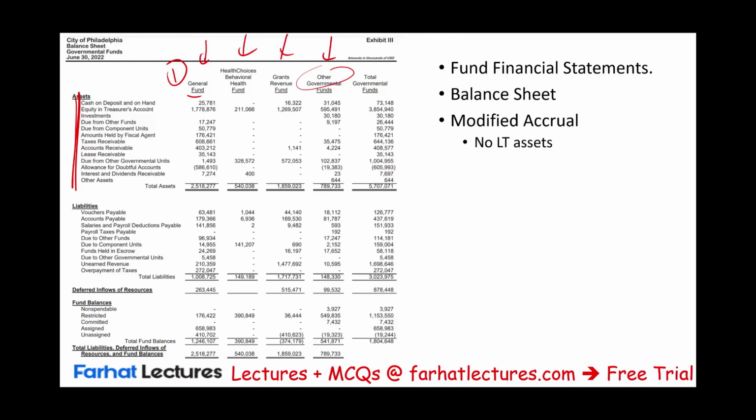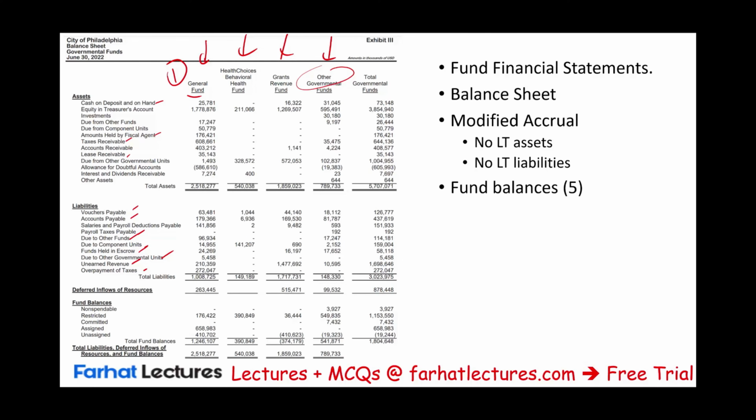If you notice, we have cash, equity in treasurer's account, investments, due from, amount held by agent, taxes receivable, accounts receivable, lease receivable, and so on and so forth. We don't have long-term assets. If we look at the liabilities, we don't have long-term liabilities. We don't have the bonds reported here. We don't have the long-term loans reported here. Voucher payable, accounts payable, payroll payable, due to, funds in escrow, due to, unearned revenue, overpayment of taxes. That's it. Then we report the fund balances.